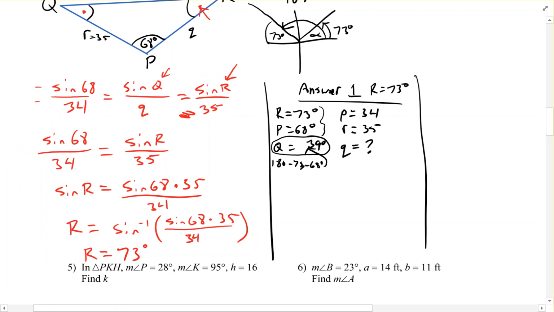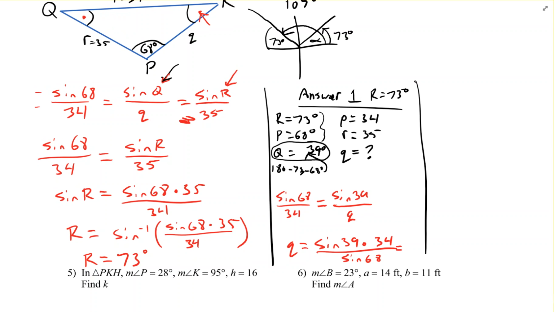Okay, so now that we know that, we can just rearrange this. Let's write it back from that first stage. So we've got sine 68 over 34 is equal to, and now we know what capital Q is. That's 39. So we can say sine 39 over lowercase q. If you rearrange for Q, you would get Q is equal to sine 39 times 34 over sine 68. So Q, maybe let's write the answer over here, is 23 degrees.